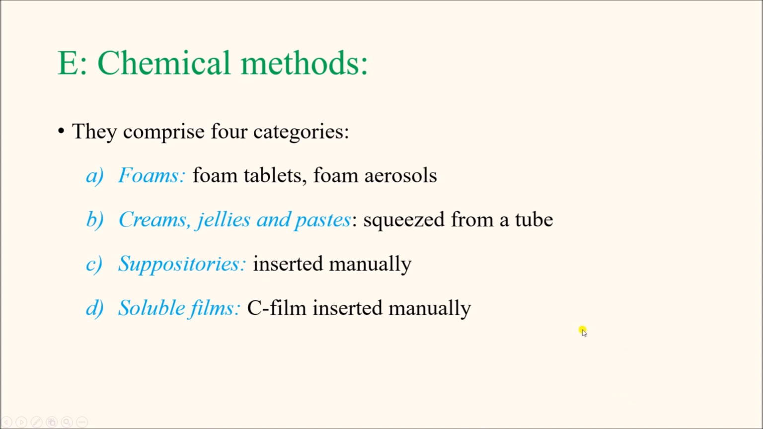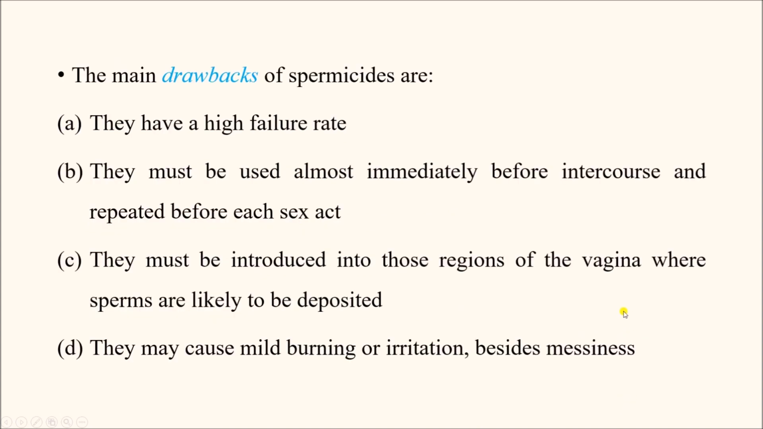So these are the different options of chemical methods, but they have certain drawbacks. For example, there is a high failure rate. They must be used almost immediately before intercourse and repeated before each sexual act. This is also a problem for most of the barrier methods. They must be introduced into those regions of the vagina where sperms are likely to be deposited, and very rarely they can cause some burning sensation or irritation besides the feeling of messiness among the users. So these are the different drawbacks of the spermicides or the chemical methods.